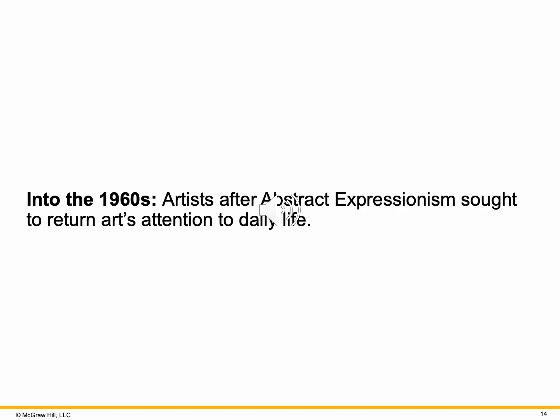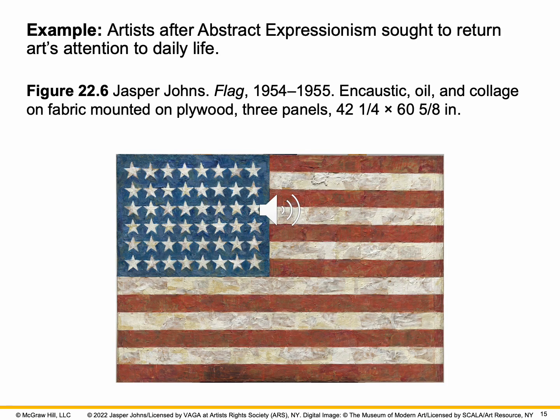Into the 1960s. Artists after abstract expressionism sought to return art's attention to daily life. Artist Jasper Johns chose as his subjects some of the most familiar images: a target, a map of the United States, numerals, letters of the alphabet, and the American flag. He said that if he chose these motifs, the work of composition had already been done for him, and he could, as he put it, concentrate on other things.